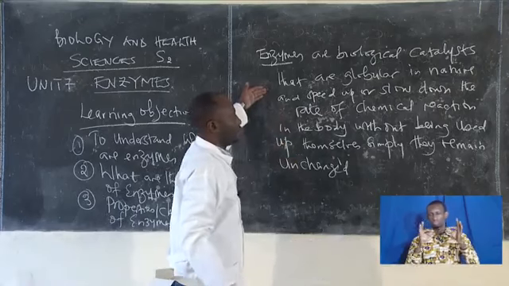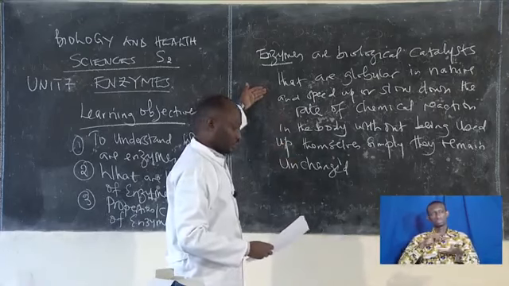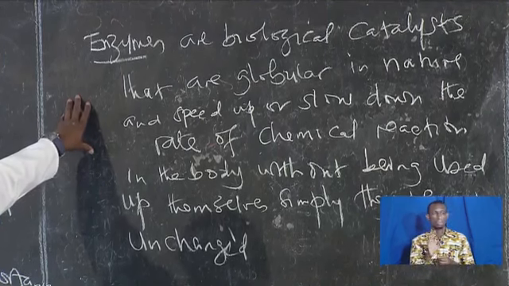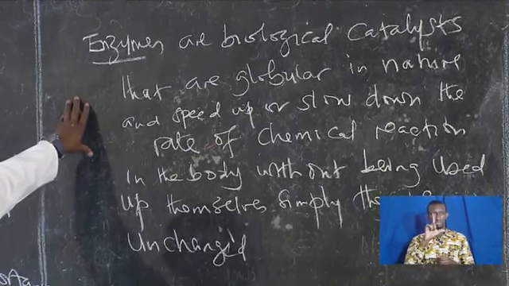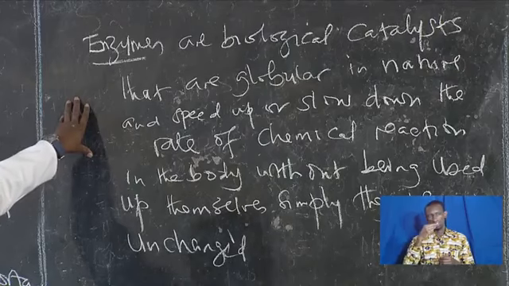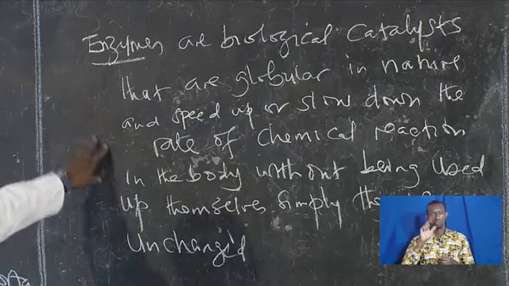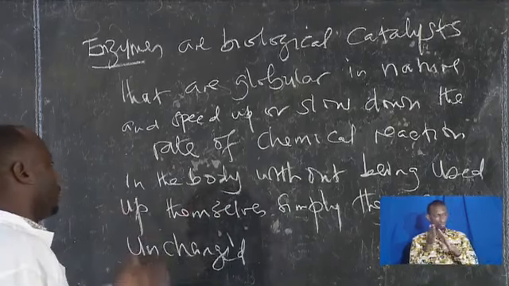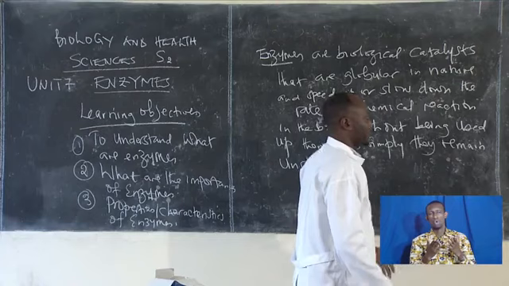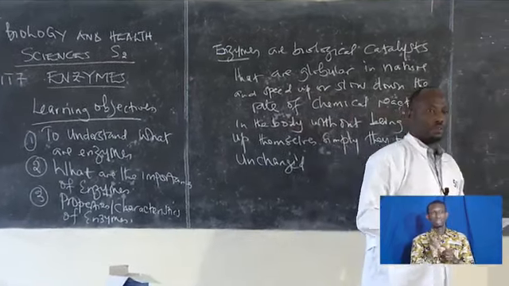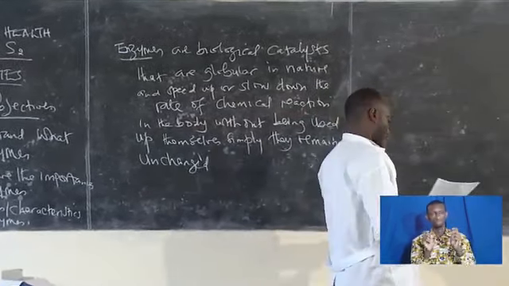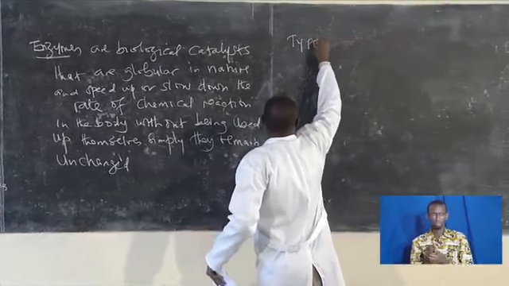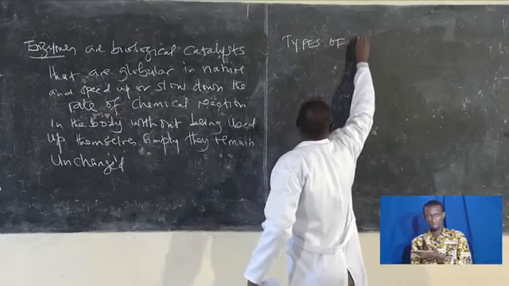You can take a note about the definition of enzymes. I said enzymes are biological catalysts that are globular protein in nature, and they speed up or slow down the rate of chemical reactions in the body but without being used up themselves, or simply they remain unchanged. So there are two types of enzymes in our body. You can say types of enzymes.